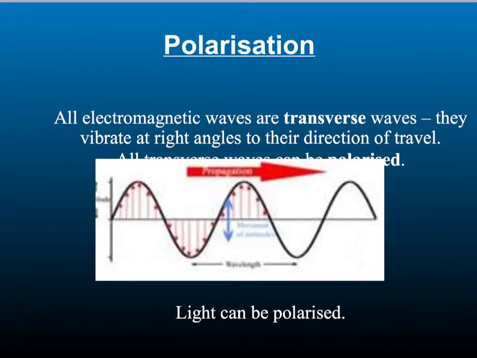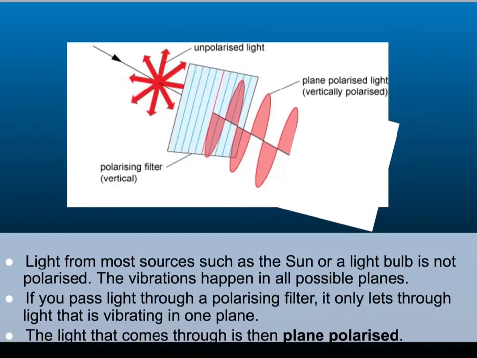All electromagnetic waves can be polarized. Polarization only happens to transverse waves. The polarization of light confirms that light is not only a wave, but a transverse wave. Like all transverse waves, the vibrations are at right angles to the direction of the wave motion. These vibrations might take place in any plane as the wave travels forwards, for example, up and down, or from side to side. Light from most sources, such as light bulbs or the sun, is not polarized. The vibrations take place in all possible planes. A polarizing filter only lets vibrations pass in one possible plane.